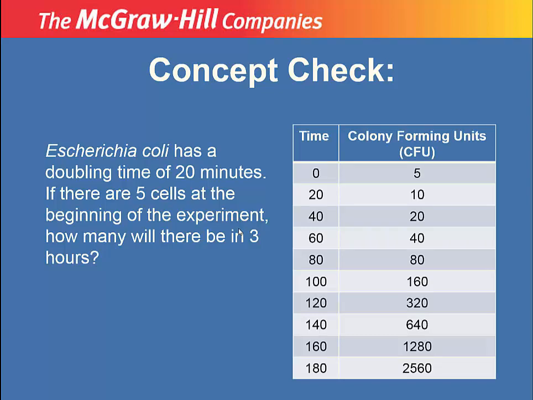So E. coli, if you start with a time of 0 with 5 cells, 5 cells will become 10 cells after 20 minutes, 20 cells after 40 minutes, 40 cells after 60 minutes, 80 cells after 80 minutes, 160 cells after another doubling of 20 minutes, 320, 640, 1280, and then 2560. So the solution for this, 3 hours, which is actually 3 sets of 60 minutes, so 180 minutes, will be 2,560 cells of bacteria.